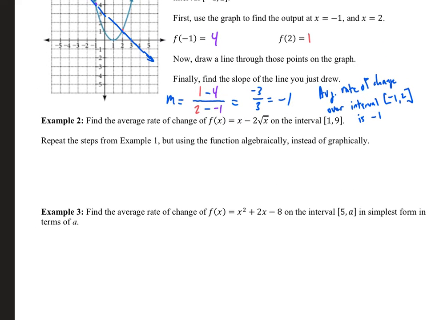What if we don't have a graph of the function? How do we do it? It's the same way. I want to start by looking at the x values they're asking us to use. So in this case, it would be from 1 to 9. Right? Those are our inputs. And so then we want to evaluate the function for each of those inputs. So find f of 1. Make sure you're using the right function here.